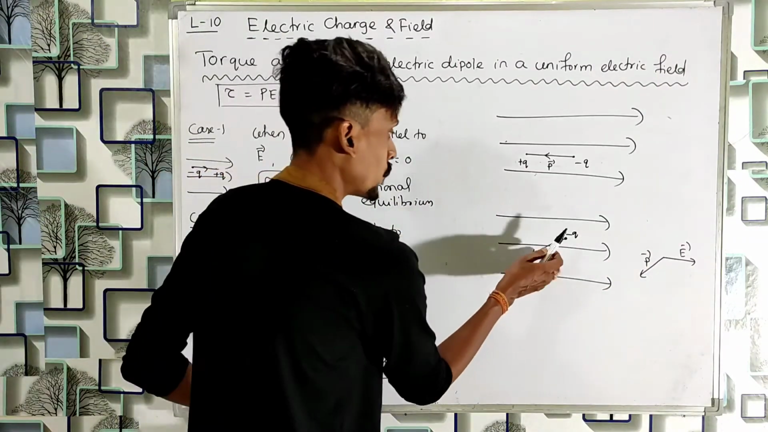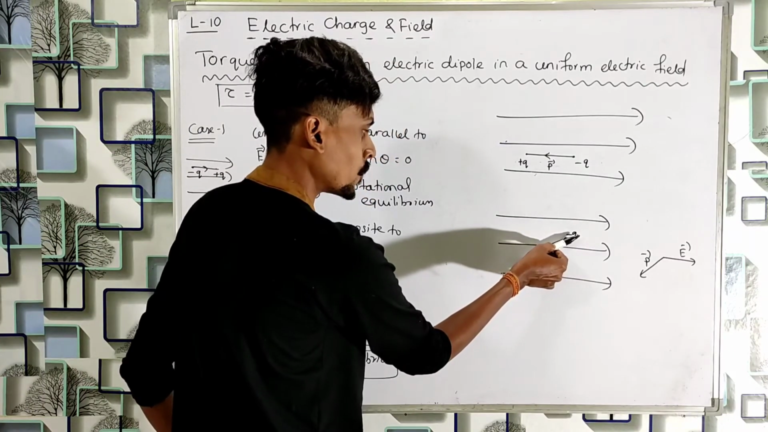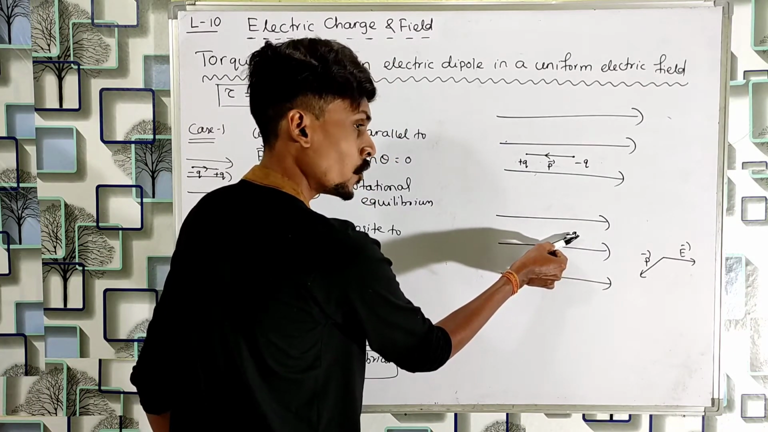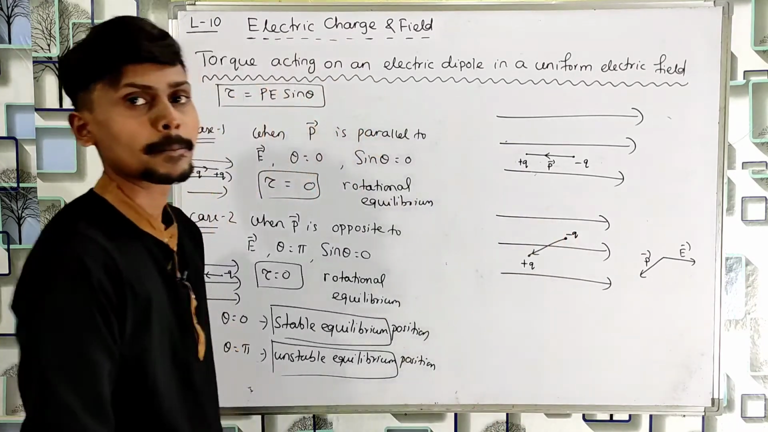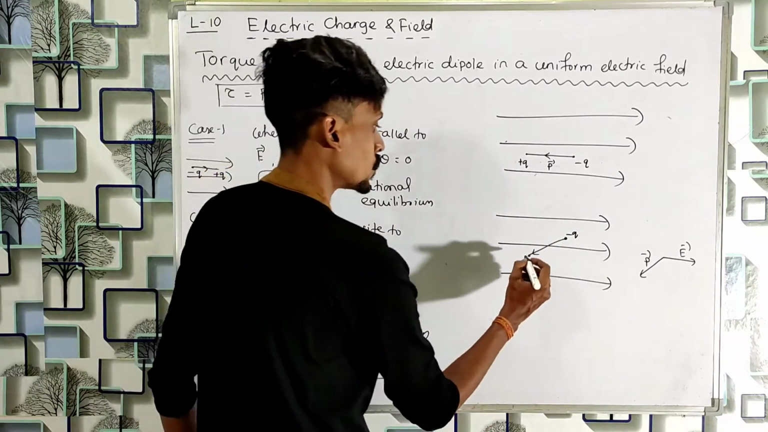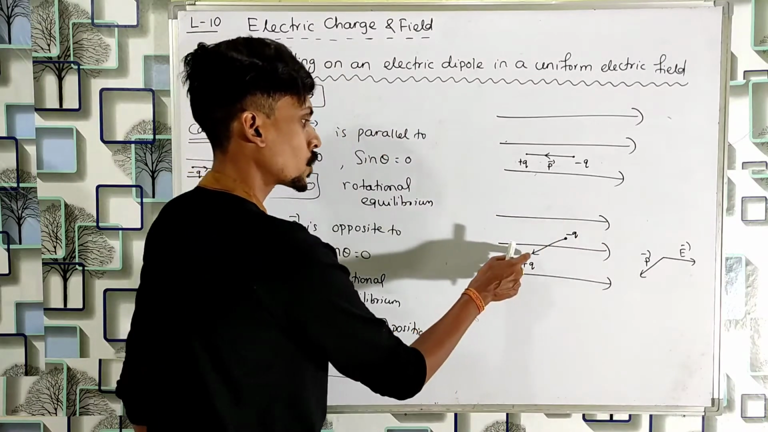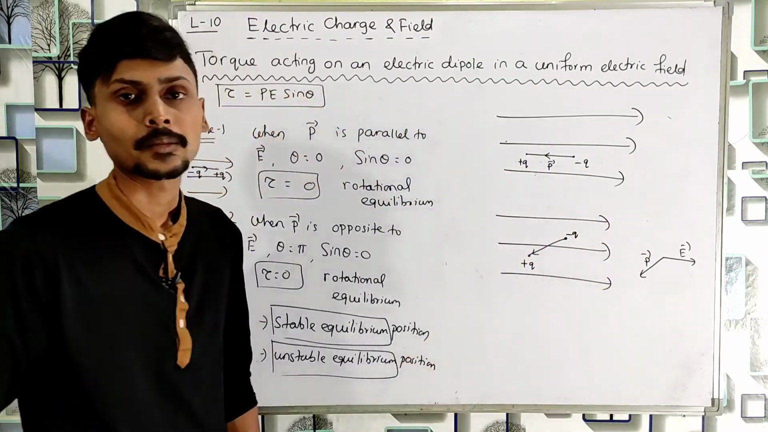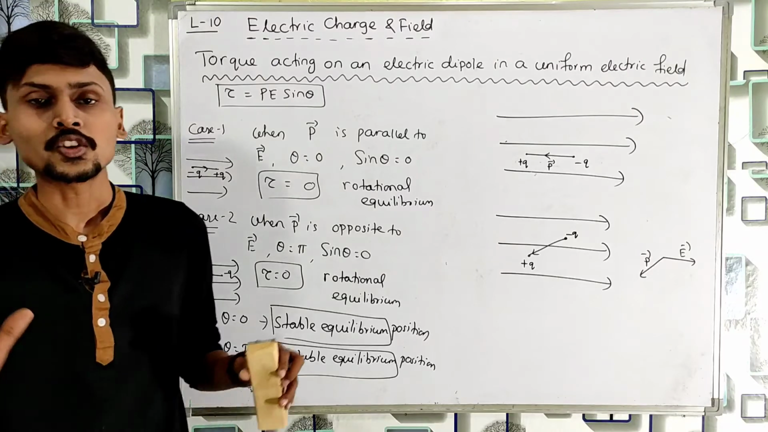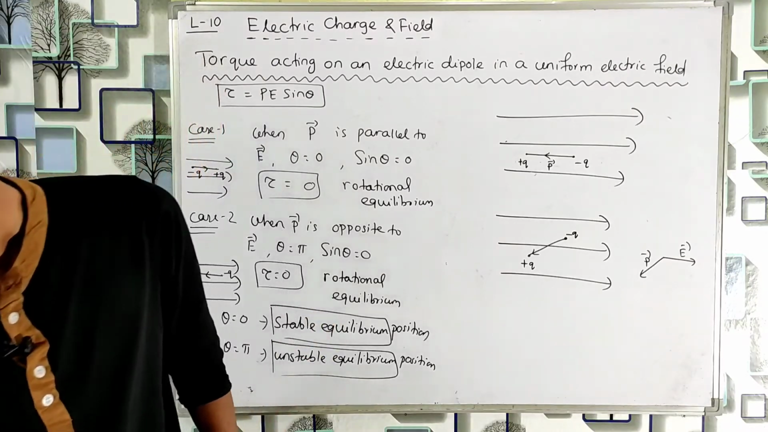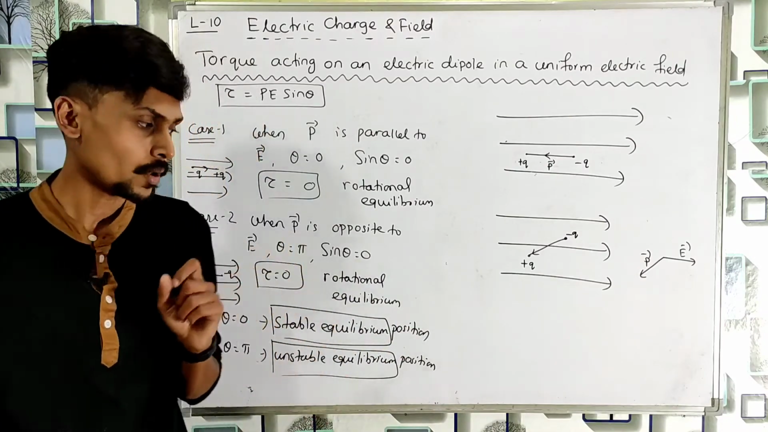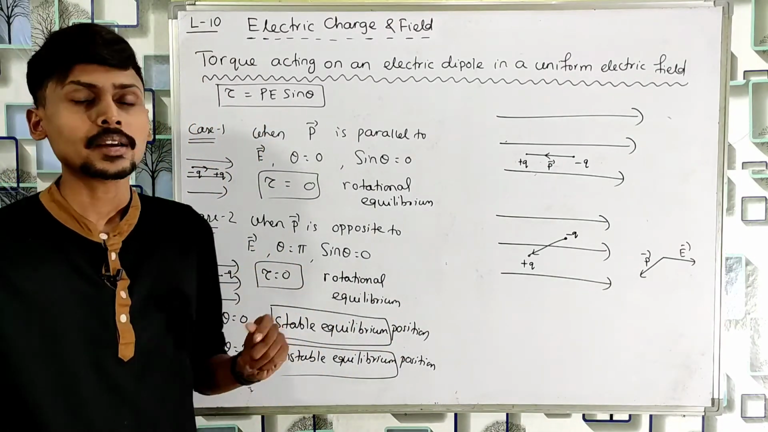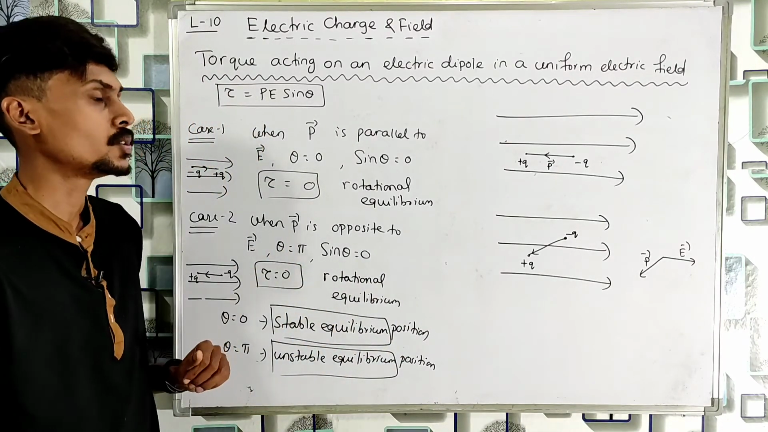Means if you slightly rotate the dipole, then the electric field will exert a torque which will rotate the dipole fully. Means minus q charge will come to left side, plus q charge will go to right side. The orientation will completely change. Means the dipole cannot come back to the initial position. That's why theta equal to pi is known as the unstable equilibrium position.